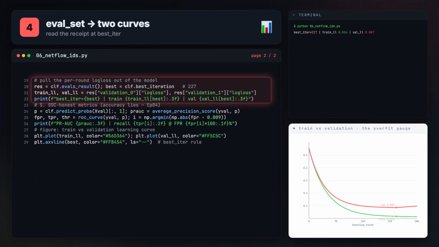Now we read the receipt. clf.evals_result returns a dict. Validation 0 is the train curve. Validation 1 is the validation curve, each a list of log loss per round. We grab best iteration, round 227, where validation bottomed, and print the train and val log loss at that round, 0.016 and 0.087. The gap between them, 0.071, is the overfit gauge in a single number.